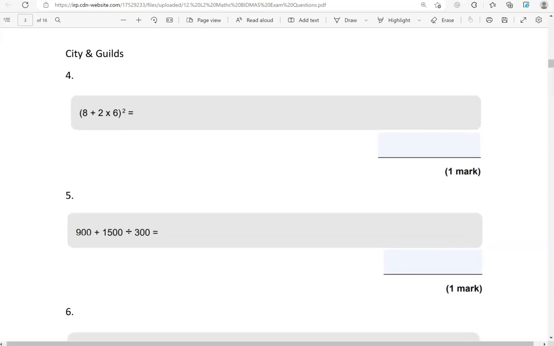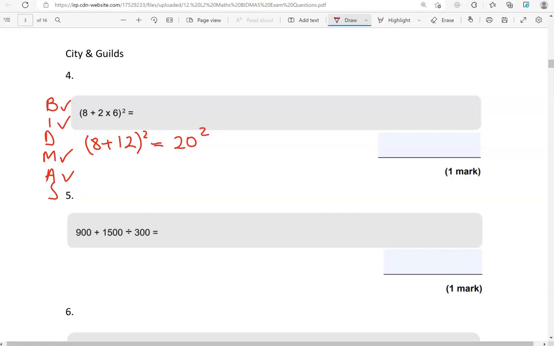We've got 8 plus 2 times 6, all in brackets, squared. So referring to BIDMAS, we have brackets, we have indices, we have multiplication and addition. So we'll do the brackets first. Within the brackets, we've got addition and multiplication. We know that multiplication comes before addition. So we'll do 2 times 6, that is 12. So now, within the brackets, we've got 8 add 12, which is 20.